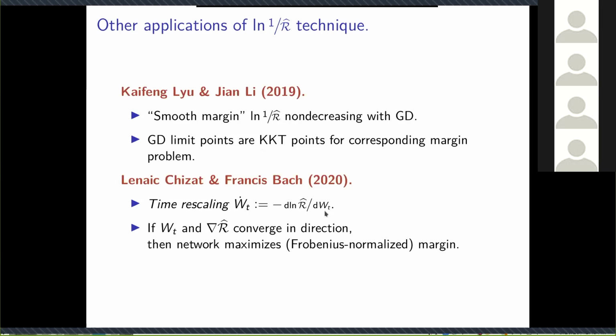This is amazing. The way that they introduce log R is by rescaling time. They don't treat it as a potential function, they rescale time with it. And they prove that, sort of like Sanjeev's question earlier, if you assume, like many of Nati's papers, that the iterates converge in direction, and that the gradient of the loss converges in direction, then you actually find a max margin solution.